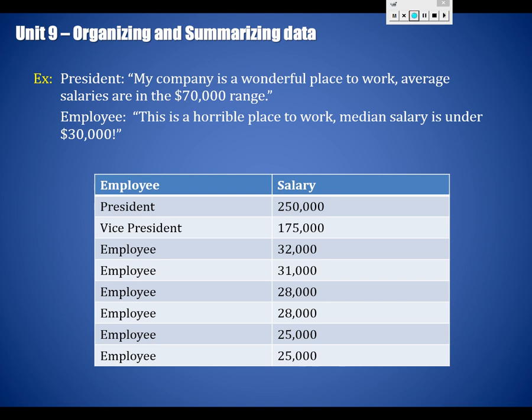So, make a comment in response to this data and these two things that these two people said. Take a second and reflect on it. Tell your neighbor what you think of these comments. And this is when you can just care about each other. What do you think?